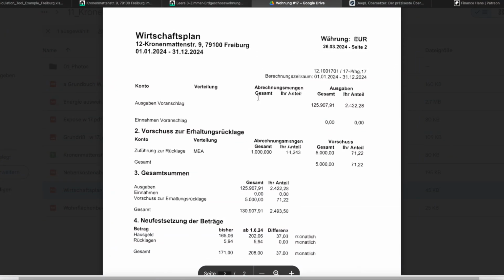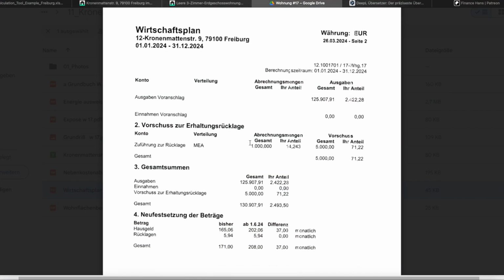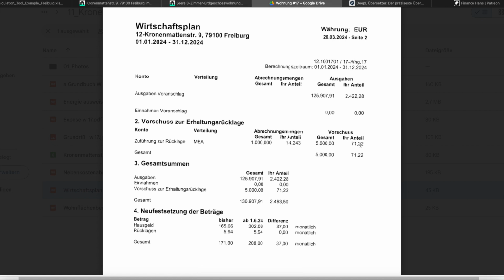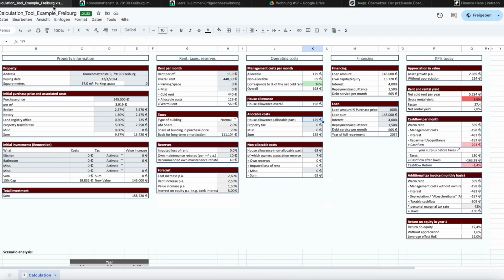Also, what you can see here in the forecast or in the Wirtschaftsplan is your part or your addition to the maintenance reserve. And in this case, this is actually a really low number, right? Only 71 euros for this whole year, which means that divided by 12, this is significantly less than 10 euros a month, which you put into the maintenance reserve. That's also part of the calculation tool or template, and you would have to put this amount in here.